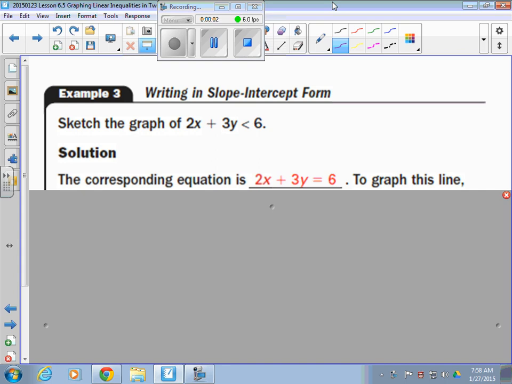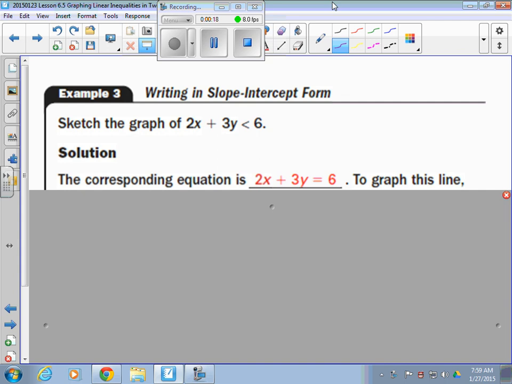This is Algebra 1, Lesson 6.5, Linear Inequalities. Picking up with part number 2 on example 3. Didn't quite get to the rest of it yesterday. Example number 3 says sketch the graph of 2x plus 3y is less than 6.